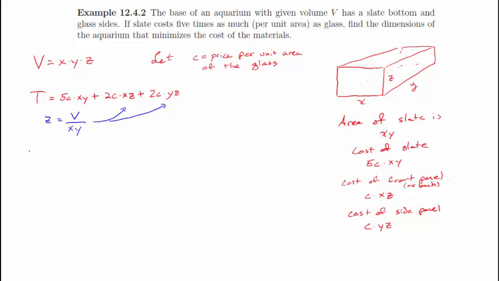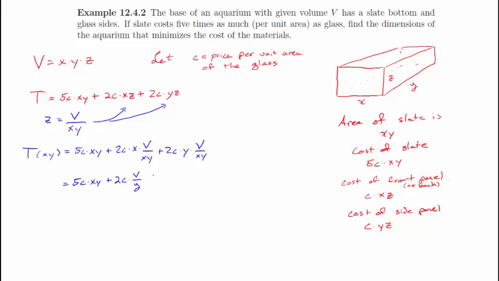into my cost function to get t as a function of just x and y, equaling 5c times xy plus 2c times x times v over xy plus 2c times y times v over xy. This simplifies down to 5c times xy plus 2c times v over y.